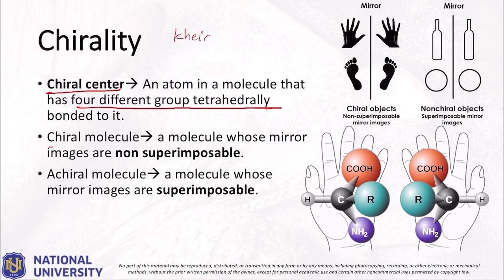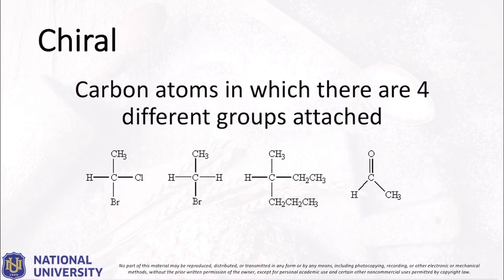Chiral molecules are molecules whose mirror images are non-superimposable. Again, that's what we just said. An achiral molecule has superimposable mirror images. And a chiral center is present only in chiral molecules. Now, the chiral center: again, a carbon atom to which 4 different groups are attached.